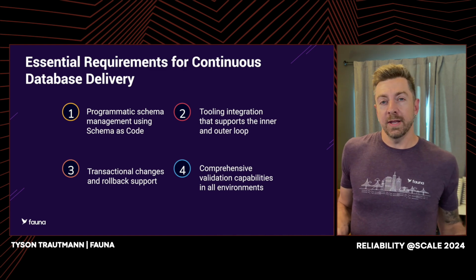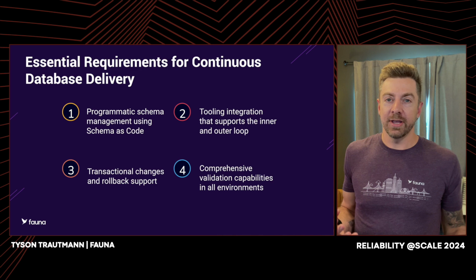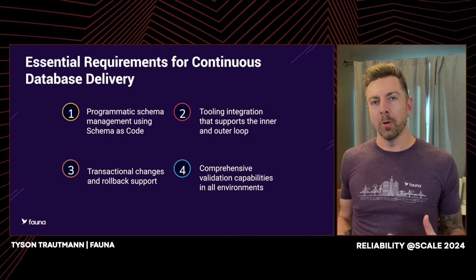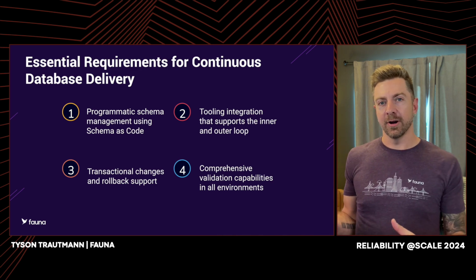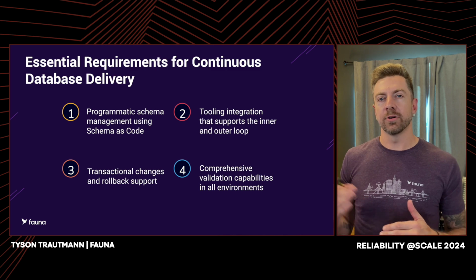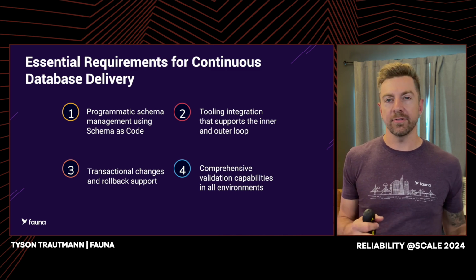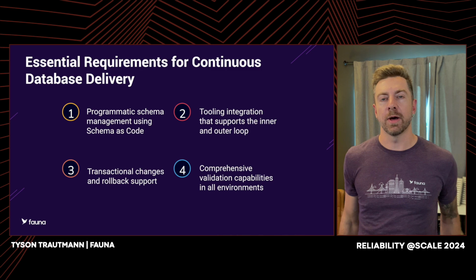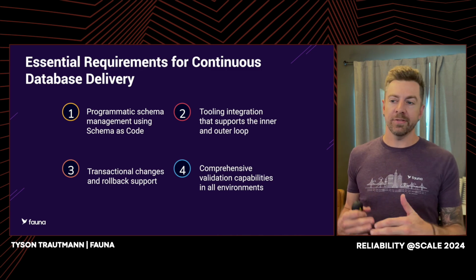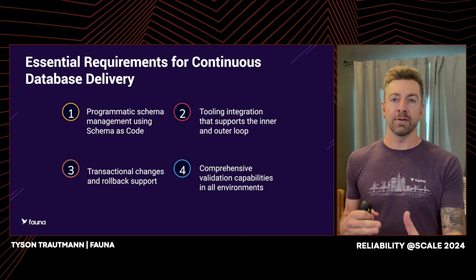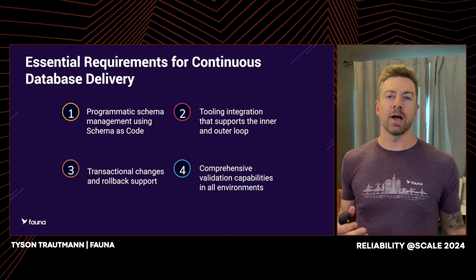The third requirement is transactional changes and also support for rollbacks. So changes are applied in a transactional way that doesn't violate those consistency and isolation requirements that we talked about earlier. And the database has the ability to roll changes back if needed, if a schema change causes issues in production.